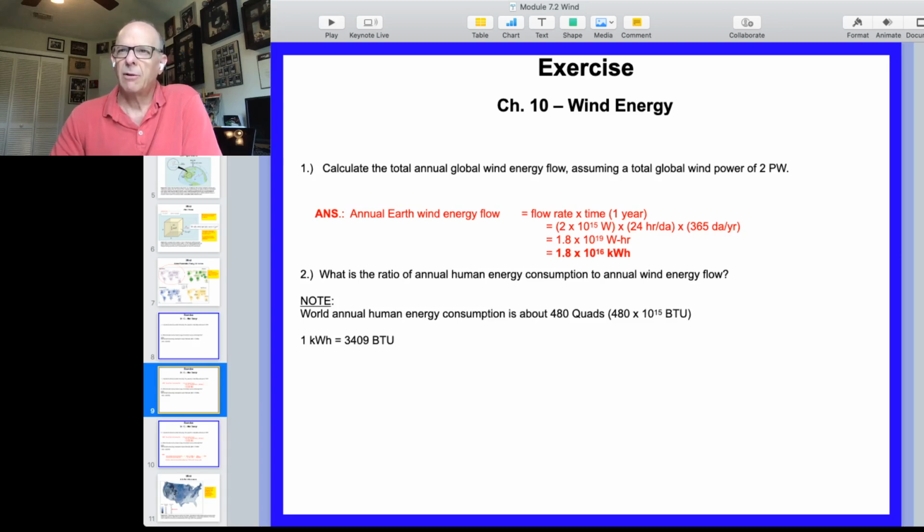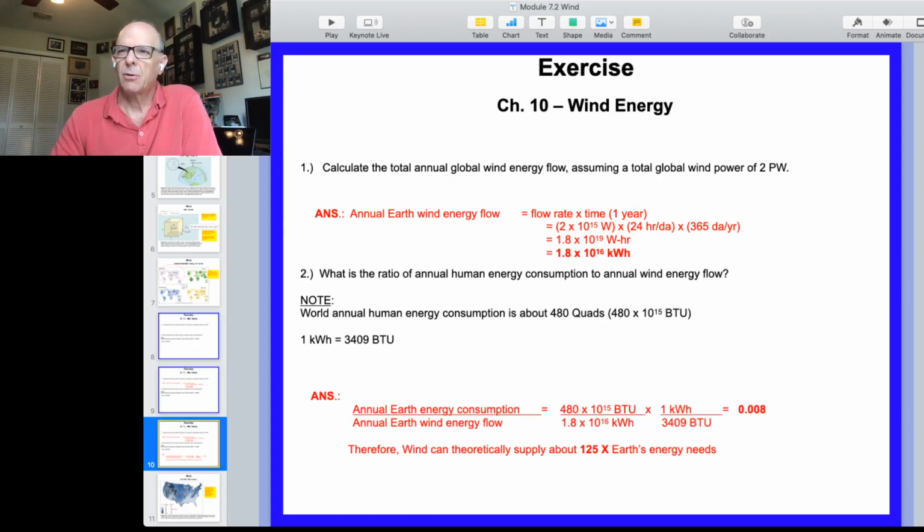powers. Wind energy flow is 2 times 10 to the 15 watts. That works out to 2 times 10 to the 16 kilowatt hours. And the total amount of human energy consumption is about 100 times less than that. So the annual human energy consumption divided by the energy in wind flow in a year is about 1%, 0.008, a little bit less than 1%, meaning wind could supply about over 100 times all of human energy needs.